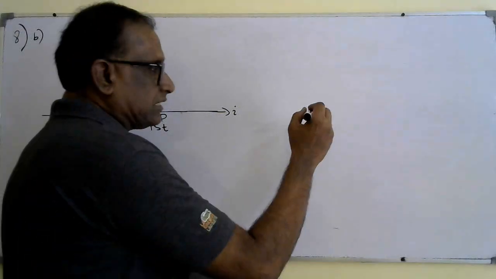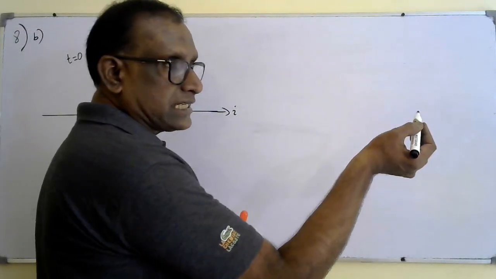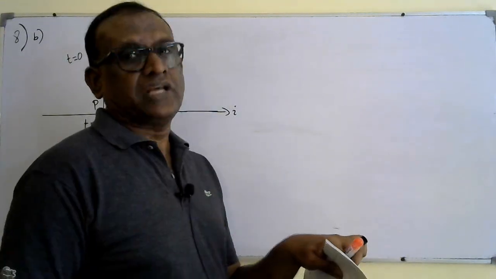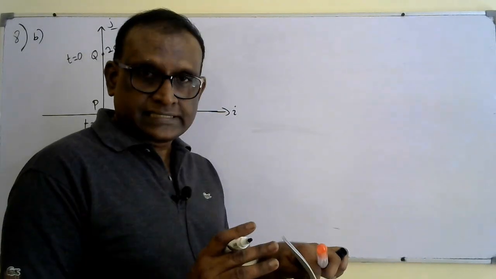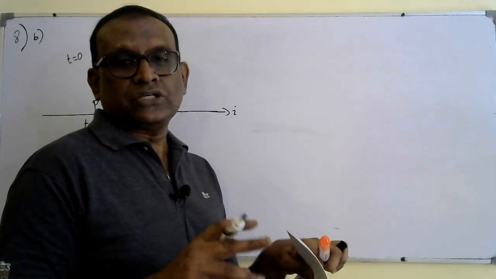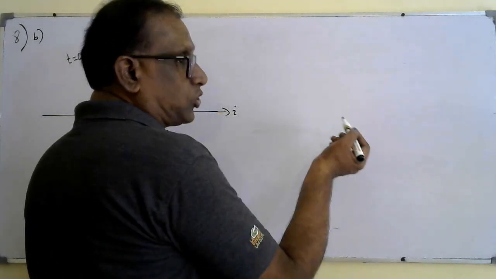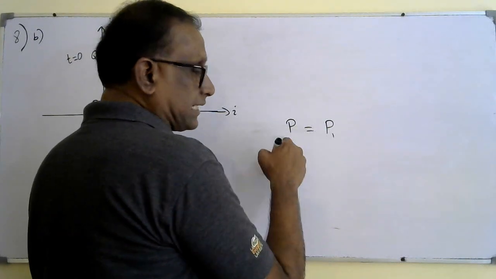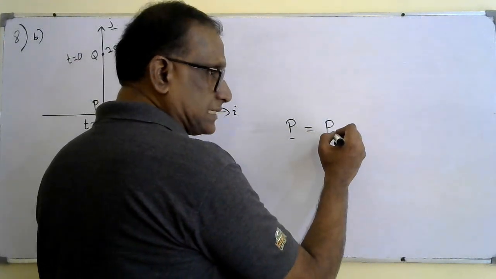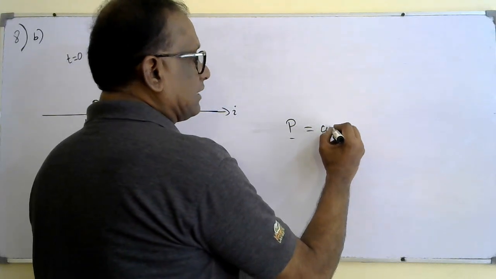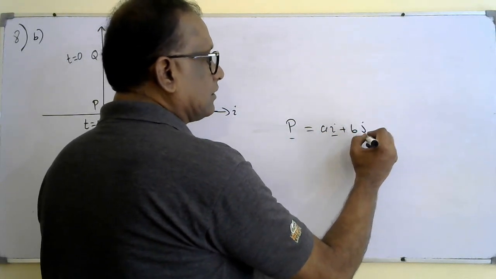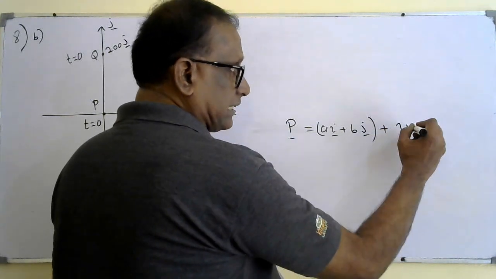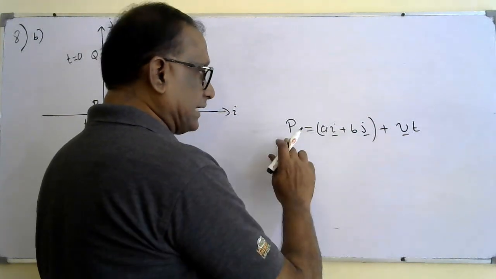So to find the position vector at time t later, if I know the initial position vector and it moves at constant velocity, it's given by the initial position vector plus time into velocity vector. That means if I say the initial position vector is ai plus bj, then the position vector at time t is the initial position vector plus the velocity vector into time.